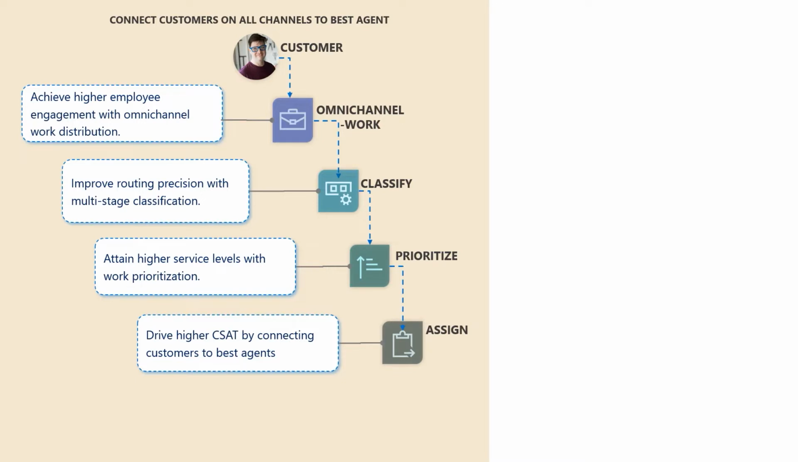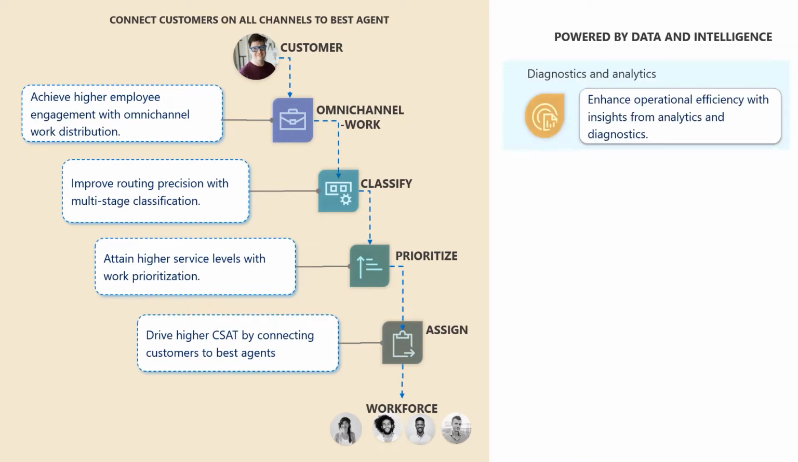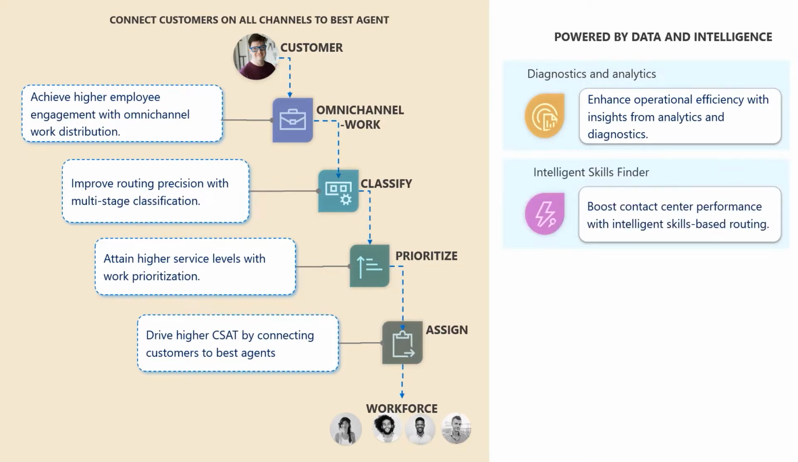Subsequently, the assignment aspect of the unified routing tries to find the best agent using skills, capacity, or any other attribute matching, thereby driving higher CSAT by connecting customers to the best agent. All of this is powered by data and intelligence, as we saw earlier. You can use Intelligent Skill Finder to boost the contact center performance with intelligent skill based routing.